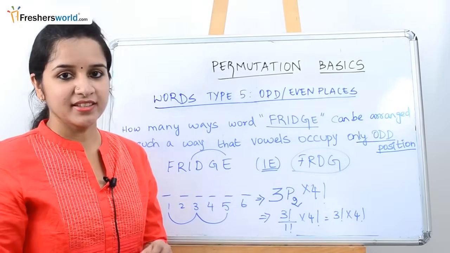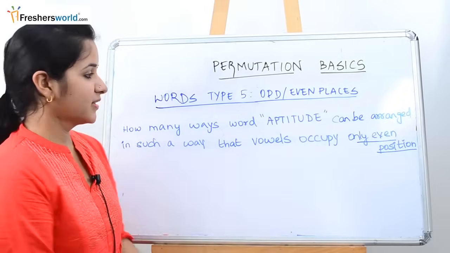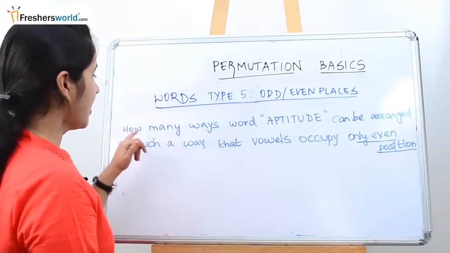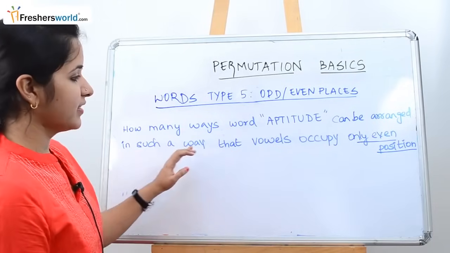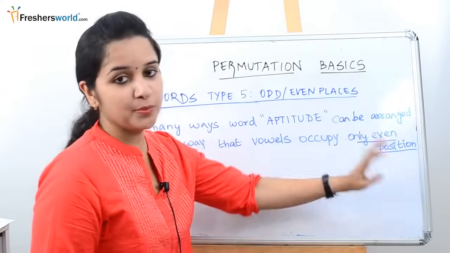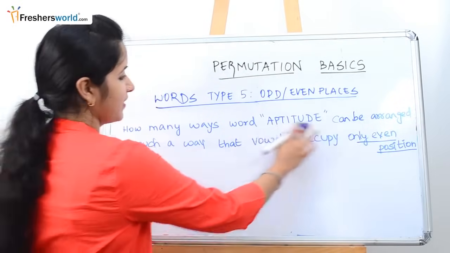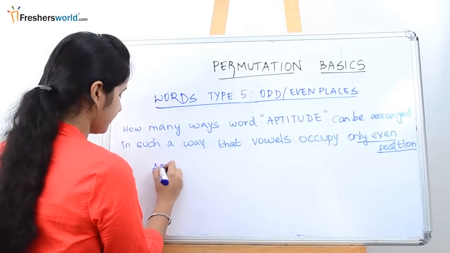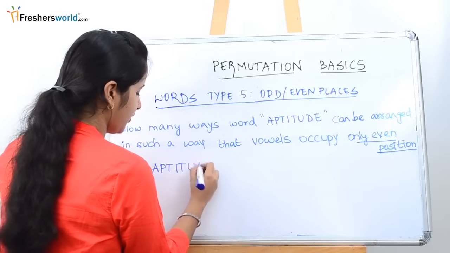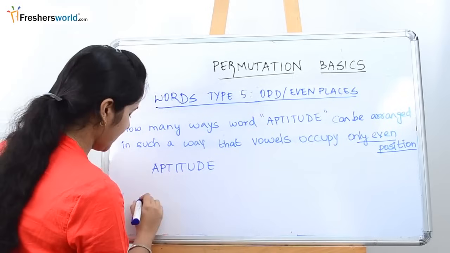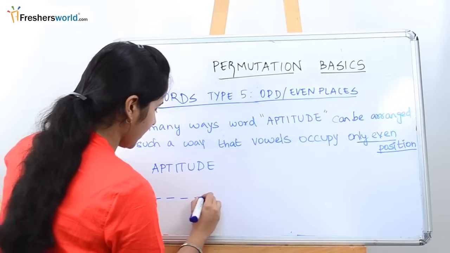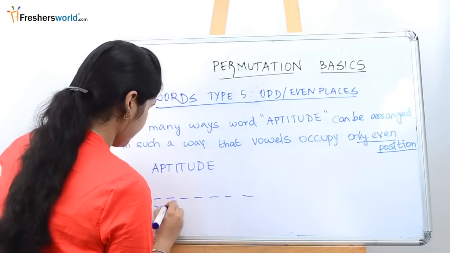Let's take another example for the even position. The question that they have given is, how many ways can the word aptitude be arranged in such a way that vowels occupy only even positions? The word they have given is aptitude. Just write it for your own information and write the number of places. So we do have 8 places: 1, 2, 3, 4, 5, 6, 7, 8.